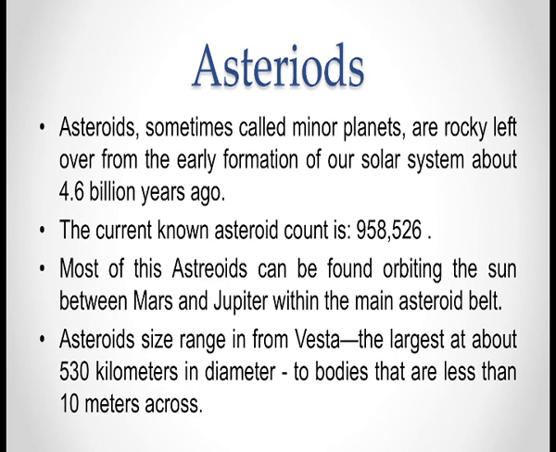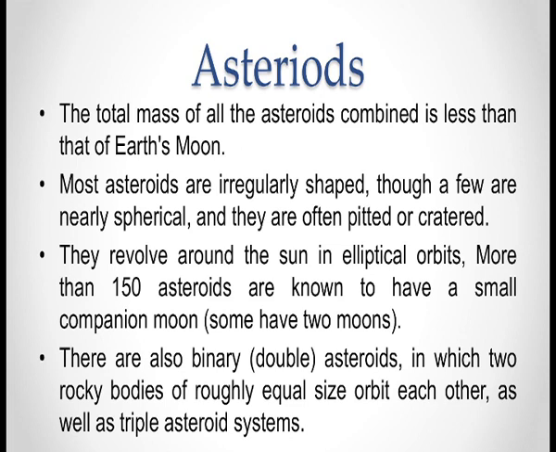Most of these asteroids can be found orbiting the Sun between Mars and Jupiter within the main asteroid belt. Coming to the size of these asteroids, the largest is 530 kilometers in diameter, down to bodies that are less than 10 meters across. The total mass of all the asteroids combined is less than that of Earth's moon. The shapes of these asteroids are mostly irregular, though a few are nearly spherical, and they are often pitted or cratered.